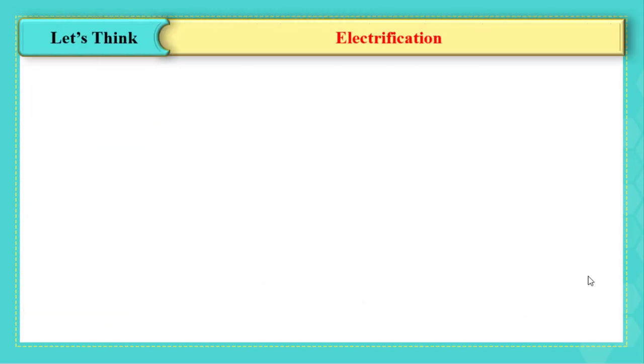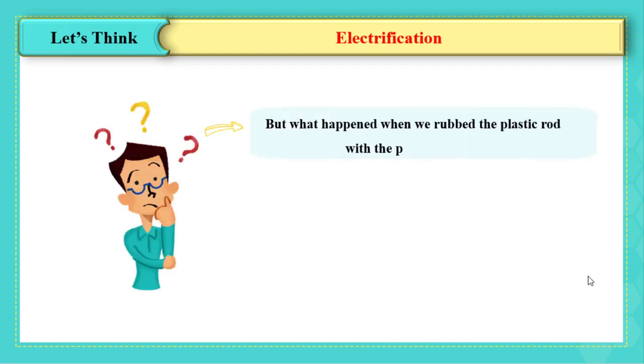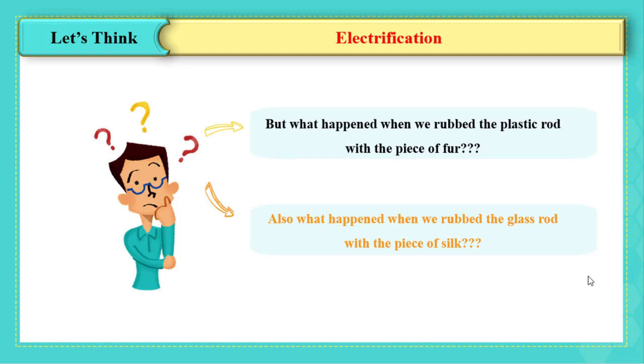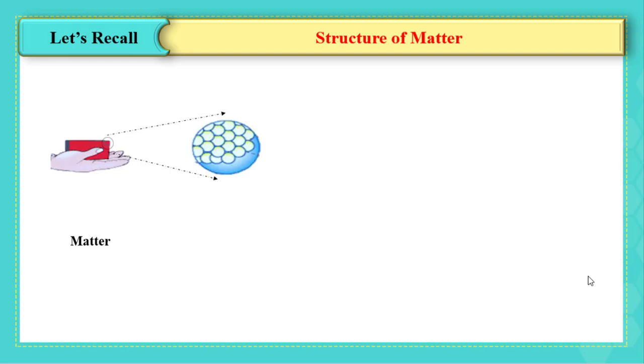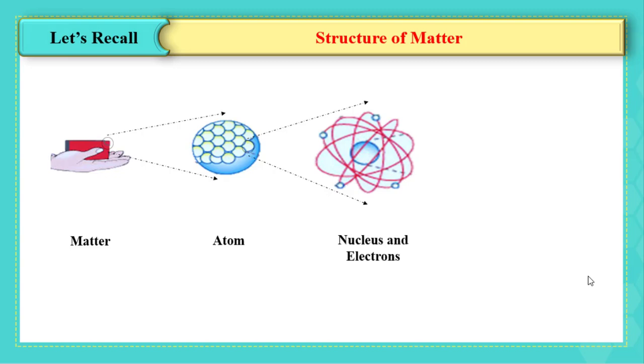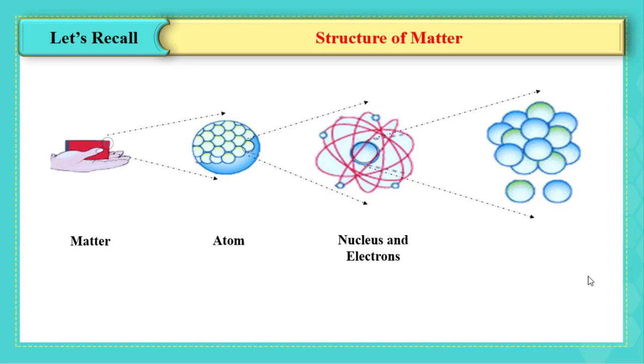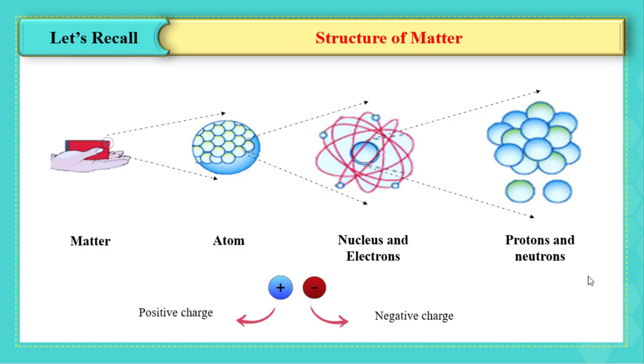Now we have two questions to ask. What happened when we rubbed the plastic rod with a piece of fur? Also, what happened when we rubbed the glass rod with the piece of silk? To explain what happened, let's first make a quick recall about the structure of matter. Matter is composed of atoms, where each atom consists of a nucleus made up of protons and neutrons, and electron clouds where electrons are present. Protons are positive charges, whereas electrons are negative charges.